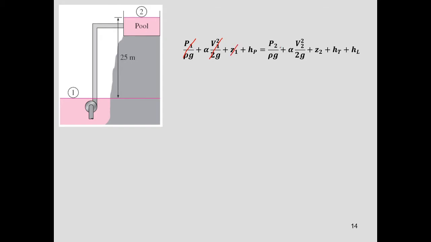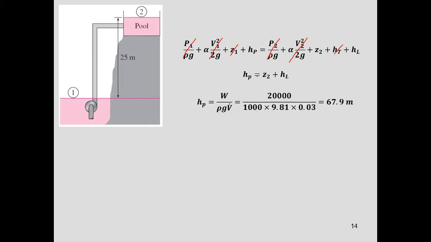So h_p equals, for the second location, P2 is open to the atmosphere, so P2 is equal to 0. The area is too big, so we can consider V is also almost 0. And then Z is equal to 25. There is no turbine in the system, so you can neglect it, plus h_L. So the equation becomes h_p equal to Z2 plus h_L.